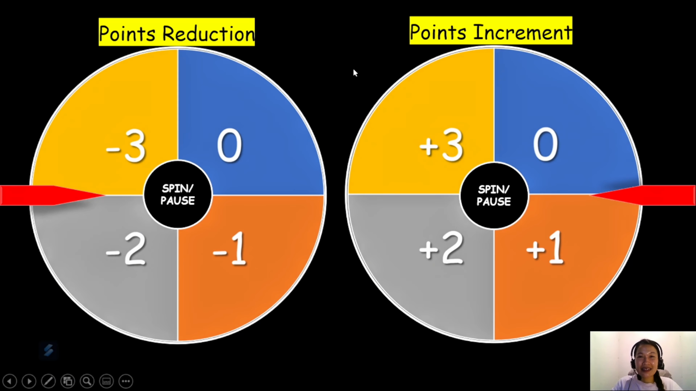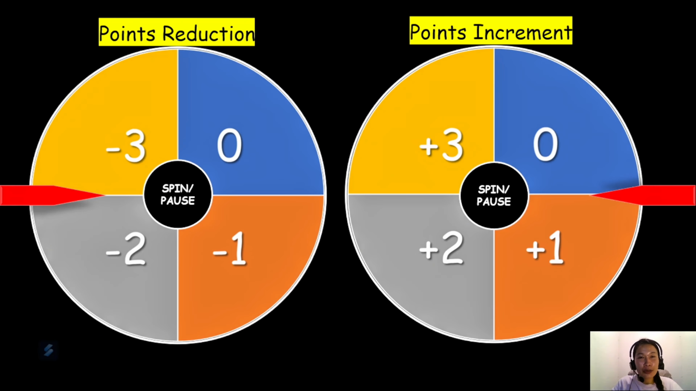Okay, this one here is very specific. As you can see, there are two spinning wheels and each one is labeled different. Here it is 4 points reduction, and this one is 4 points increment. You can use it, for example, if your student gave you a wrong answer.